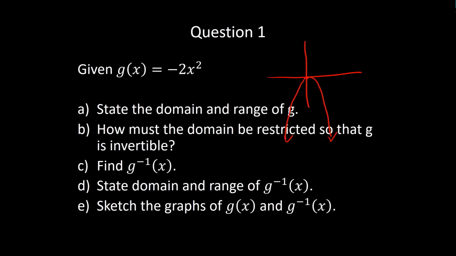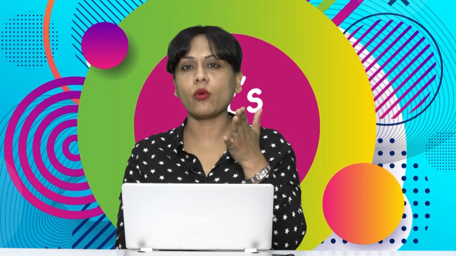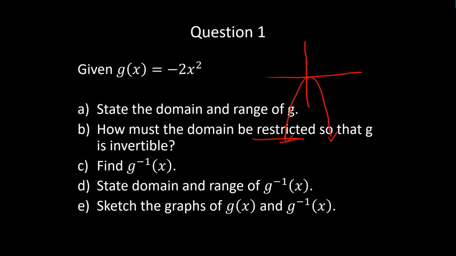All right. Now they ask you, how must the domain be restricted so that g is invertible? Now remember, we spoke about a function being invertible before. What it means is if a function is invertible, that means that the inverse graph is also a function. For the inverse graph to be a function in the case of a parabola, we have to restrict the domain. So how are we going to restrict the domain so that the inverse is a function?